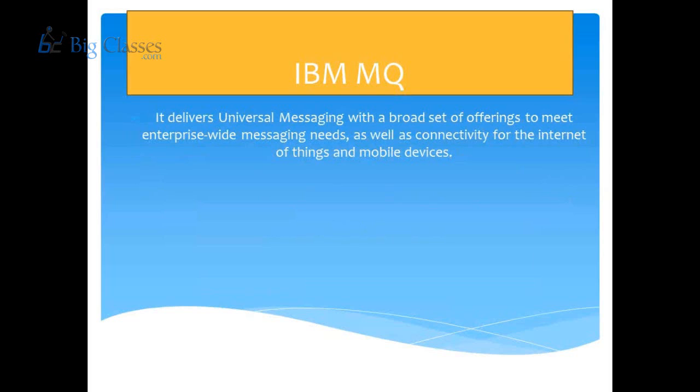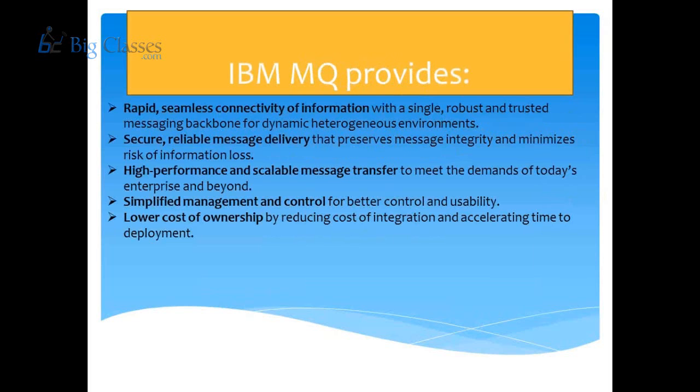So not only one kind of messaging, not only for SMS, not only for that application to interact. There are n number of messagings that can be done through MQ, which is a universal messaging, a broad set of offerings to meet enterprise-wide messaging needs. So what kind of messagings do we have in an enterprise? All kinds of messaging needs can be fulfilled by IBM MQ, which is a very important concept provided by IBM MQ.